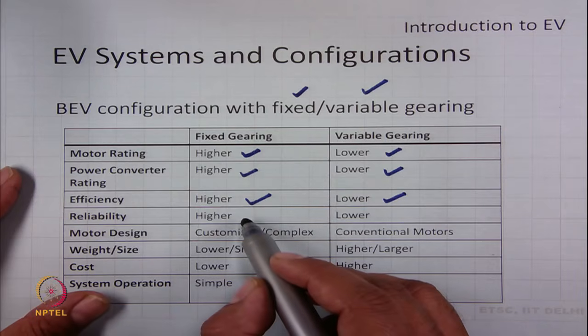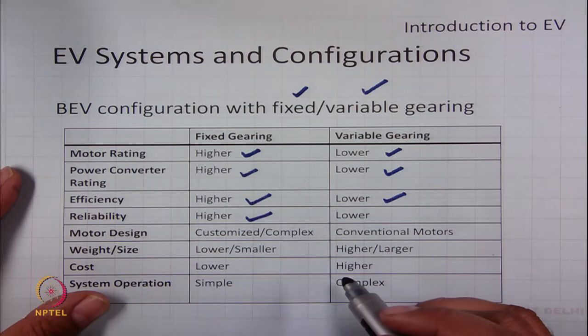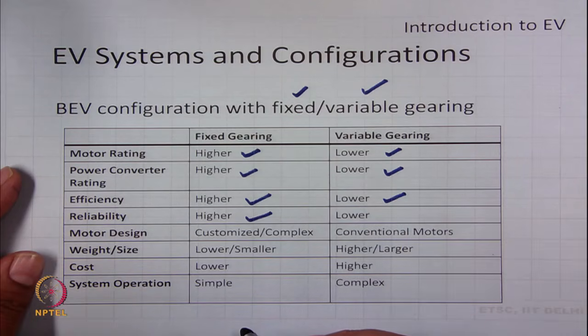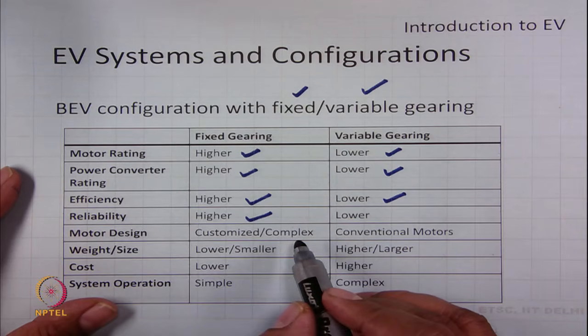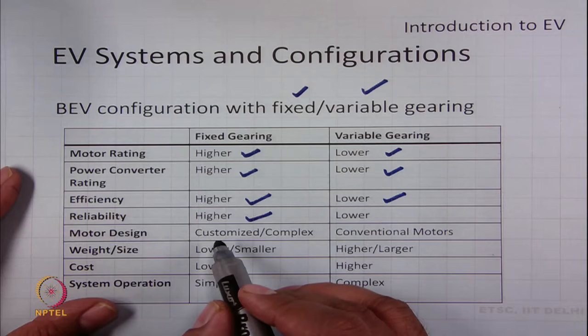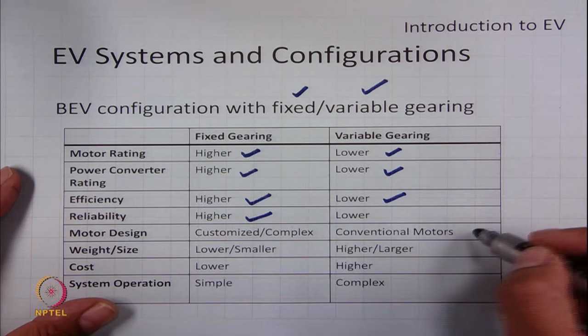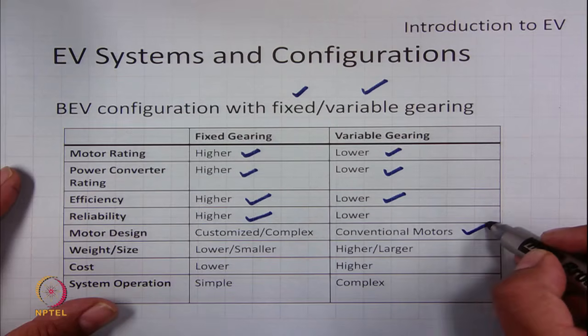Reliability is much better, because now we do not have to operate clutches or gears, and there is less possibility of faults. So, it is lower in a variable system because of these gears and clutches. The motor design is now complex and it has to be customized for a particular application. It cannot be any conventional motor. So, conventional motors can be used in a variable gearing system.